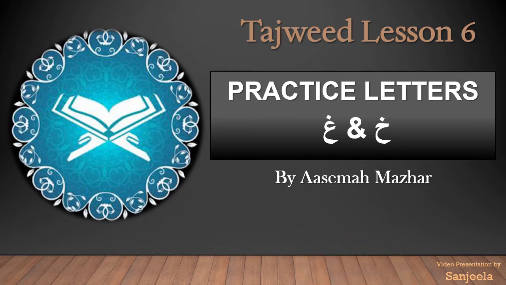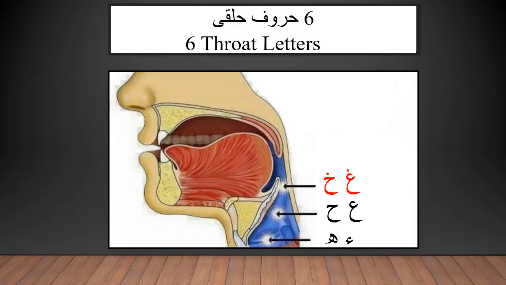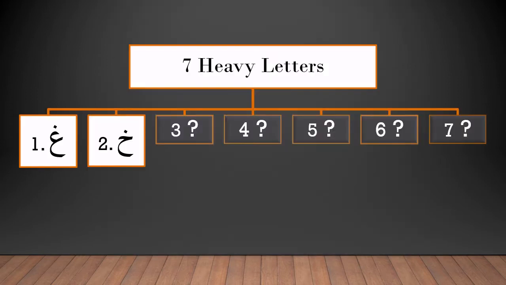Inshallah, in today's lesson we'll practice letters ghain and khaa that come from the top of the throat. Both of these alphabets are heavy. By heavy, I mean they sound heavy upon pronunciation. There are 29 Arabic alphabets, and out of these, only 7 letters are pronounced heavy under all conditions. We'll learn the remaining 5 heavy letters in upcoming lessons.